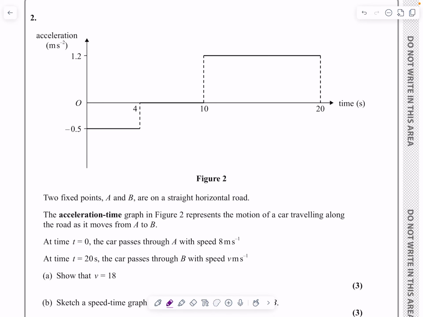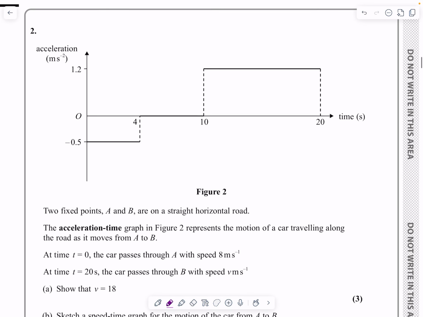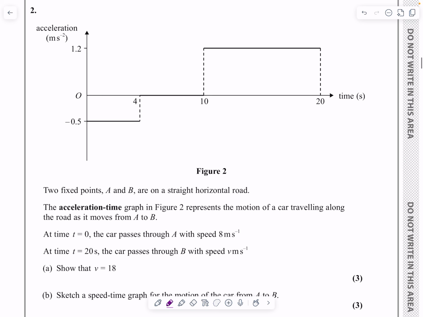Okay, this is the M1 paper from October 2023. This is question number 2, and this is an acceleration time graph here, but we'll do a velocity time graph, we'll do some kinematics, some SUVAT work involving this scenario. We've got this car which is moving from A to B.